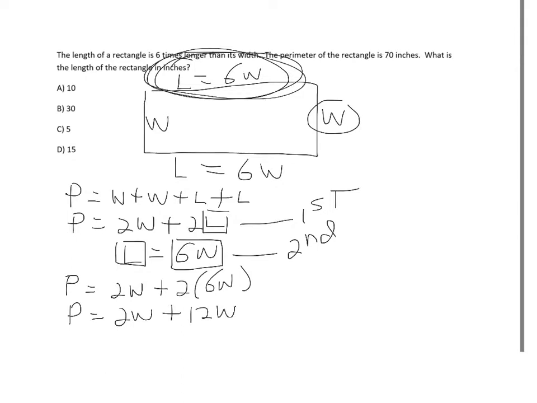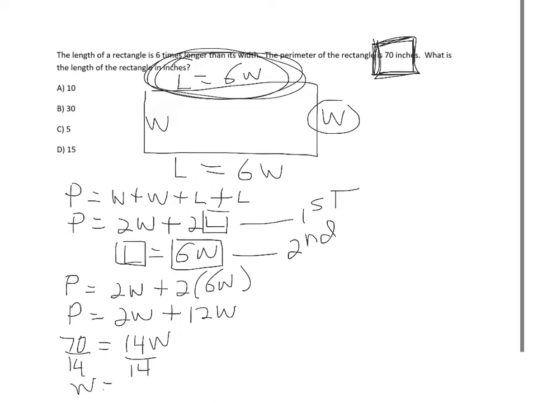And by the way, P is given, all right? P is given, so we will substitute P, remember this? P is 70 inches, he says. So I'm going to substitute 70 equals 2W plus 12W is 14W. Okay? So then, to make W alone, we divide by 14. Divide by 14. All right?